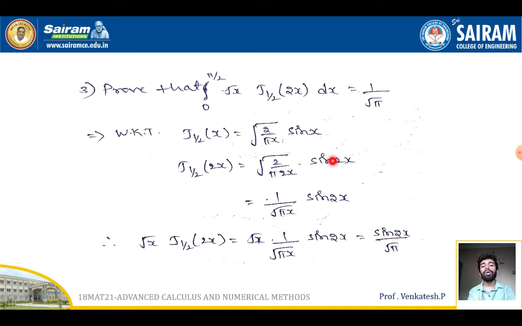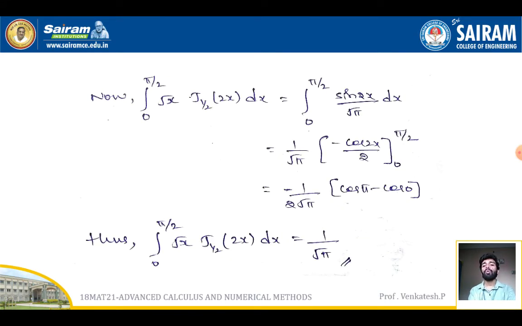Now I'm going to apply integration on both sides. Integrating both sides of the above equation, I'll get integration 0 to pi by 2 root x J 1 by 2 of 2x dx. It will be equal to integration 0 to pi by 2 sine 2x by root pi dx. Since 1 by root pi is a constant, I can take it outside. Integrating it, I will get minus of cos 2x by 2.